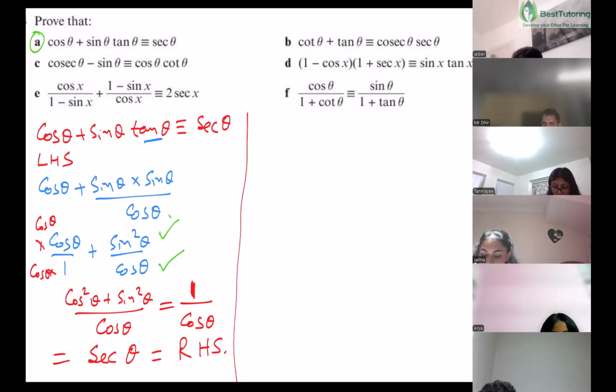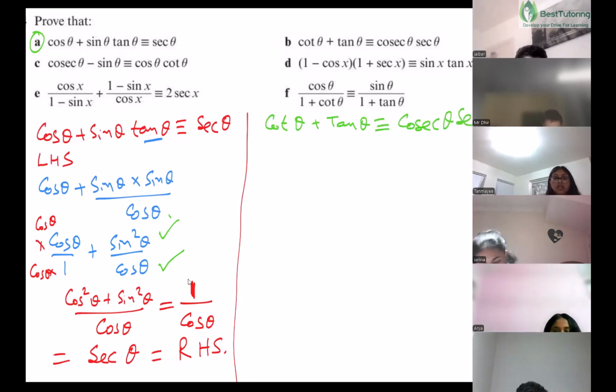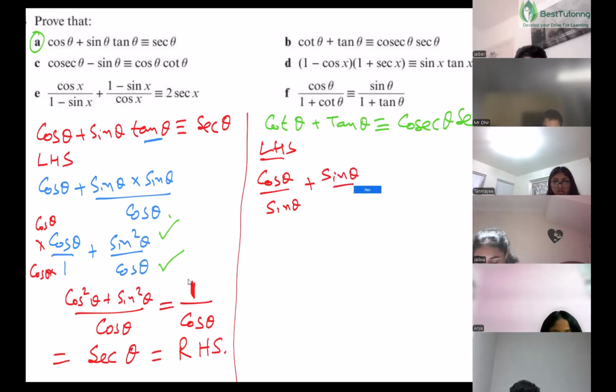Let me go on, tell me. So cot theta is cos theta over sine theta. Cos theta over sine theta, well done, plus tan theta is sine theta over cos theta. And what do we do after that? Whenever we have fractions, we make the same denominator. Yes, go on. Good, what do we get?